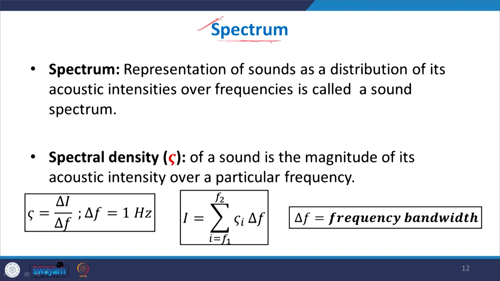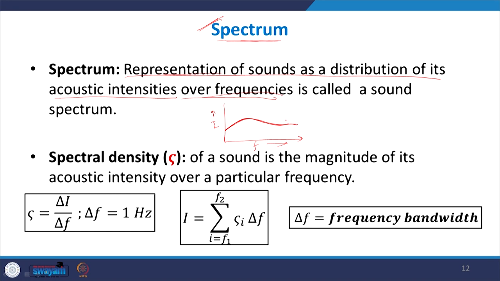This term simply means the representation of sounds as a distribution of their acoustic intensities over frequencies. So here we are representing how the acoustic intensity is varying over frequency. Now, if the frequency scale was continuous and we represented this, suppose some graph we obtain here, it shows you how, with increase in the frequency, the intensity is varying. It could be a continuous graph.